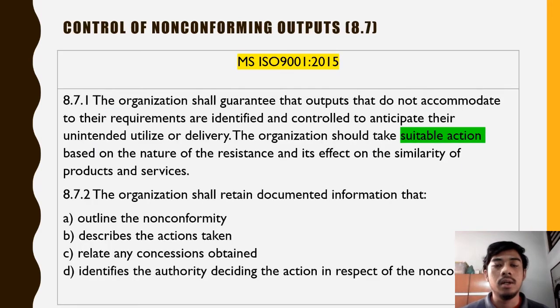For the last subclause of clause 8 in ISO 9001, which is control of nonconforming outputs, 8.7. So the organization should take suitable action based on the nature of the nonconformity and its effects on the conformity of products and services. So the organization should retain documented information. The first one describes the nonconformity. The second one describes the actions taken. The third one records any concessions obtained, and the last one identifies the authority deciding the action in respect of the nonconformity. Thank you.